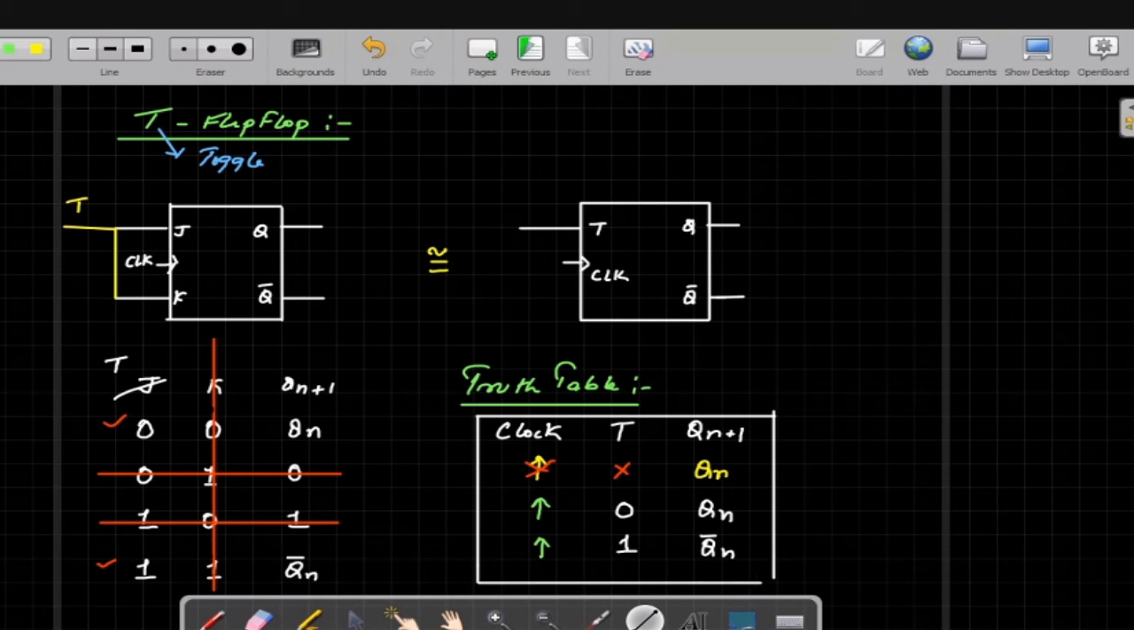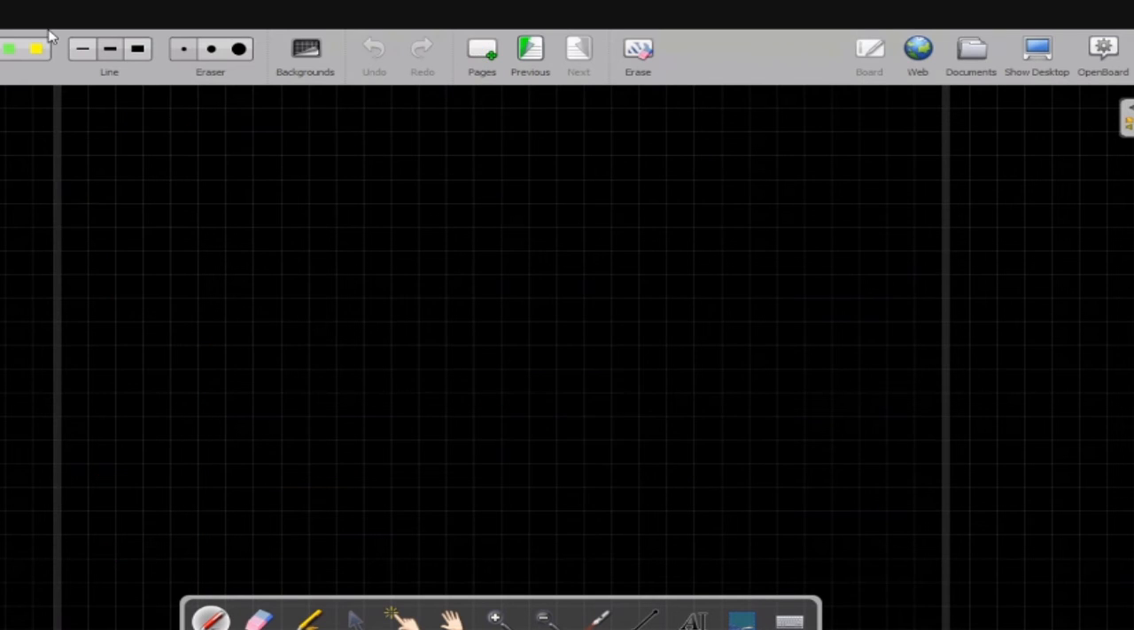So let me put it in a table form like this. This is our first table, which is the truth table. And now the second table, which we will formulate and study with the help of the truth table, is known as the characteristic table.